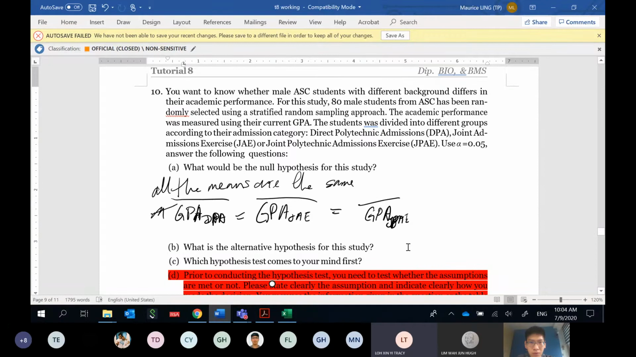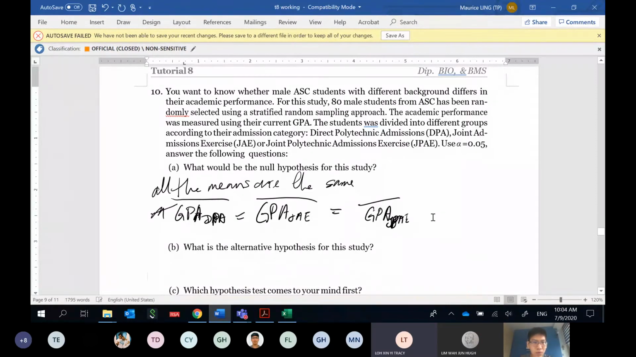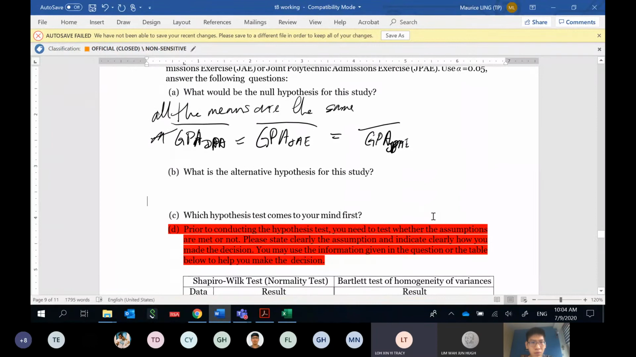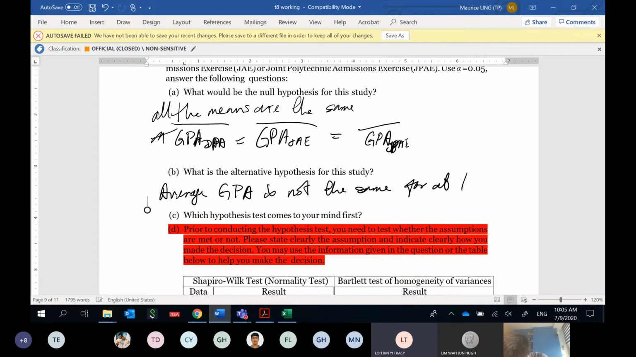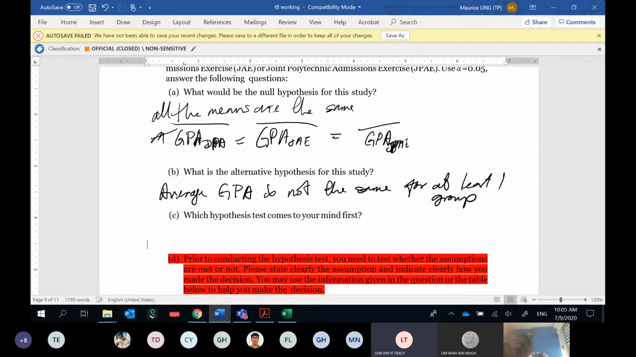Tracy, you got it or not? Yeah. Okay, so what is then the alternate hypothesis? The alternate hypothesis is the average is not the same. Yeah, so the average GPA is not the same for at least one group. Then what kind of hypothesis test will you want to do? Is it one-way ANOVA? One-way ANOVA.